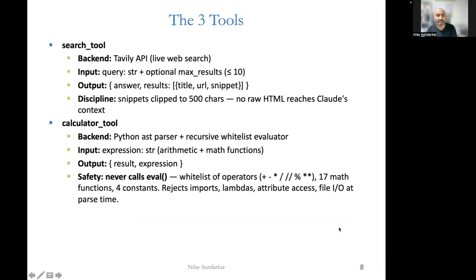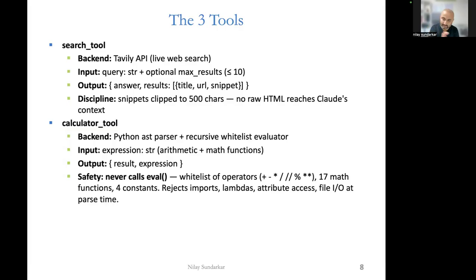Looking at the three tools that I have, each is a single Python function with a JSON-shaped contract. The search tool wraps the Tavily web search API. It takes a query and returns up to 10 results: title, URL, snippet. Snippets are clipped to 500 characters, so the context doesn't get flooded with raw HTML.